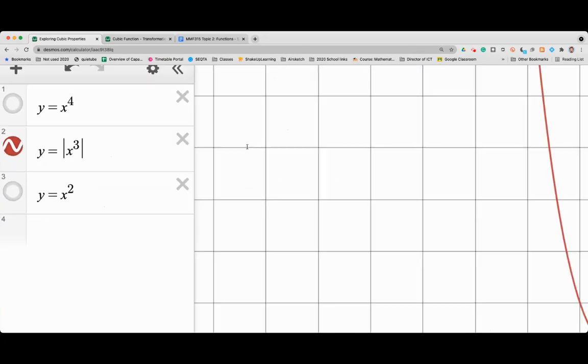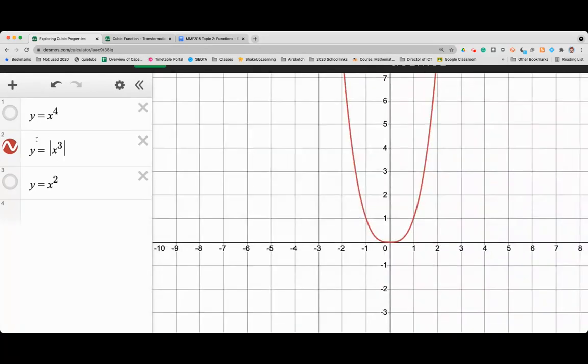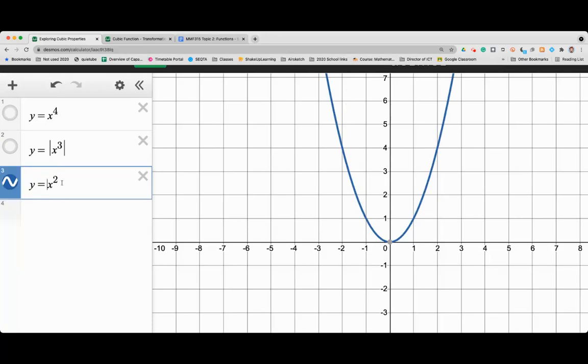Why do I need it to get this graph? Because this isn't y equals x cubed. This is y equals the absolute value of x cubed. Why do I need it? If I have it for y equals x squared, I could put the absolute value symbol around this as well, and it would be no problem at all. You'll see how much it changes it. Not at all. Doesn't change it at all.